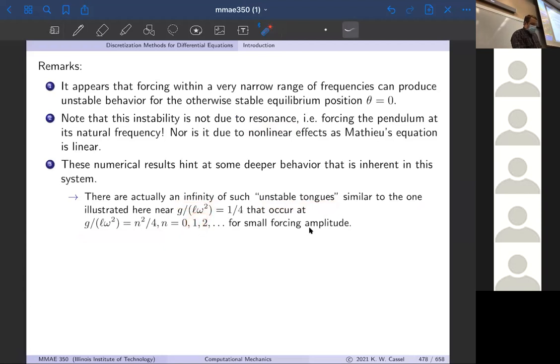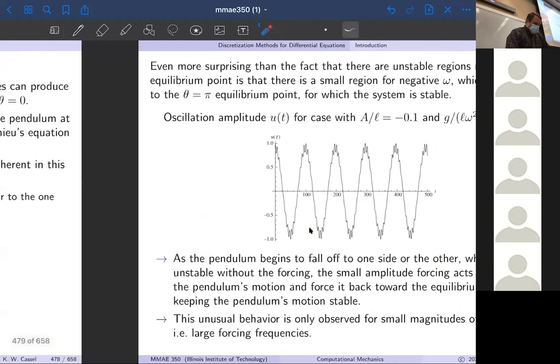Turns out there's one of these, N squared over 4, for N equal to 0, 1, 2, 3, 4, all the way up to infinity. So we call them unstable tongues. So it's stable, stable, stable, and at a quarter, boom, you get a little tongue sticking up that's unstable. Then it goes back to being stable, stable, stable. And then when 4/4, which is 1, hits, corresponding to N equal to 2, boom, you get another one. And then 3 squared is 9, 9/4, boom, you get another tongue. So it turns out there's an infinity of these. Well, that's kind of cool.